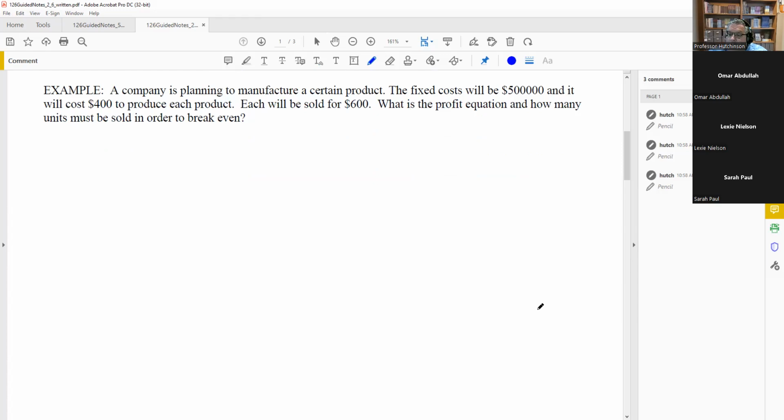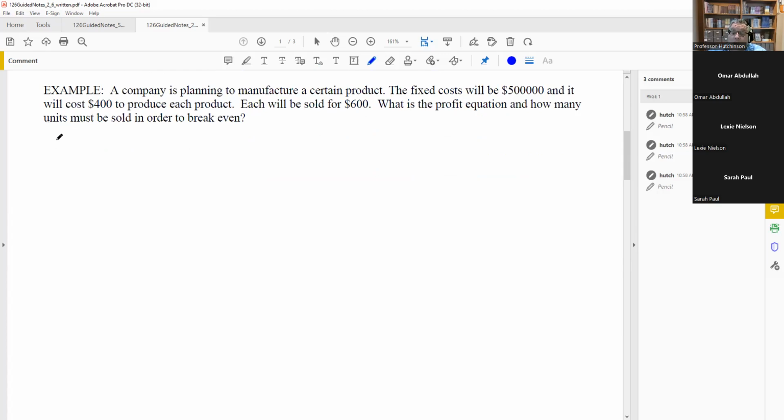Okay, so next, we have a company is planning to manufacture a certain product. The fixed costs, we have variable costs here, and we have how much is sold. This one, we want to make sure we know a couple definitions in order to do that. We have the word profit that's here.